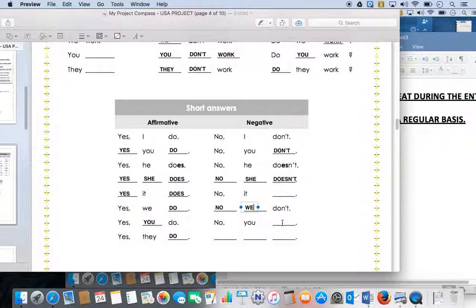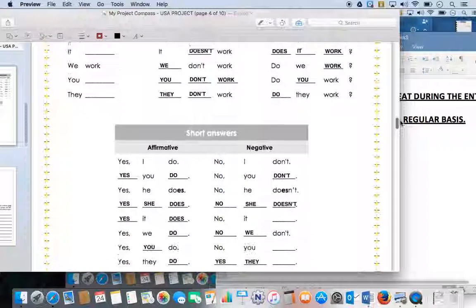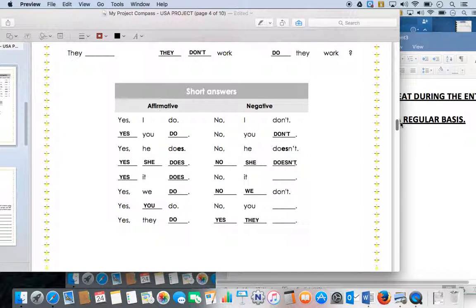No, you. Same thing here. I'm going to let you do this one here. What do you think it should be? And yes, they, and same thing here. I'm going to let you put in the answer yourself. Okay, and then we move on here. And this part I'm going to let you do completely by yourself or in groups. And I will explain this in more detail once we finish getting all of this finished.